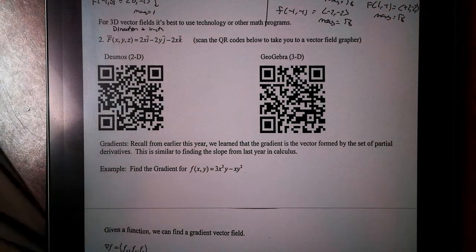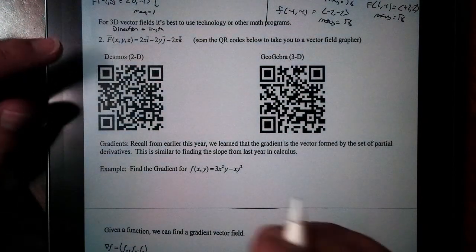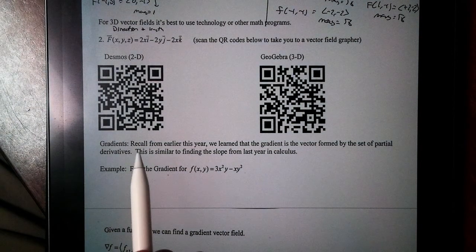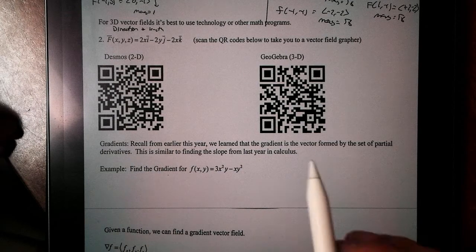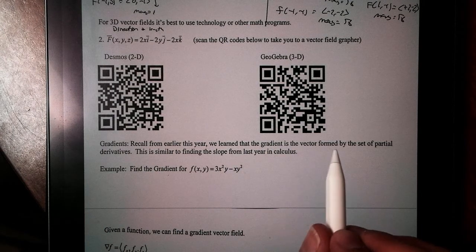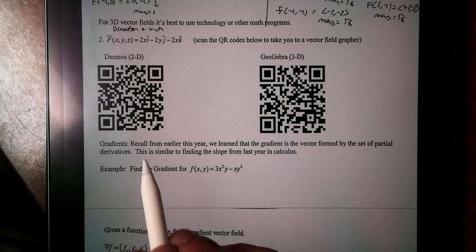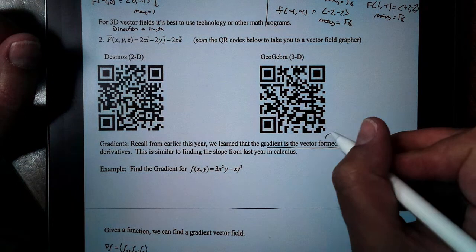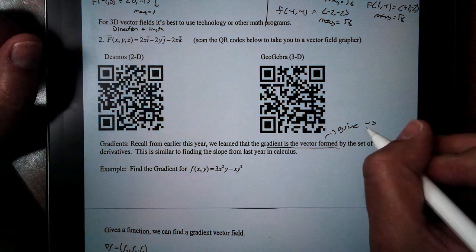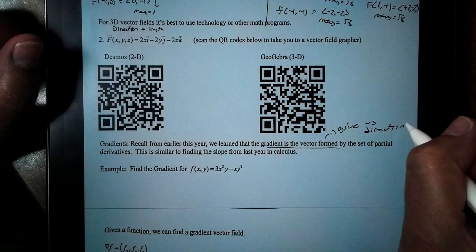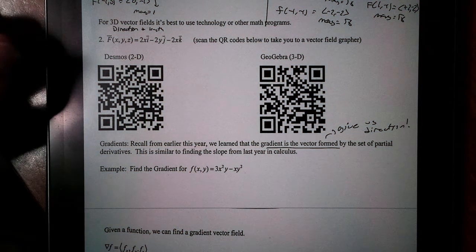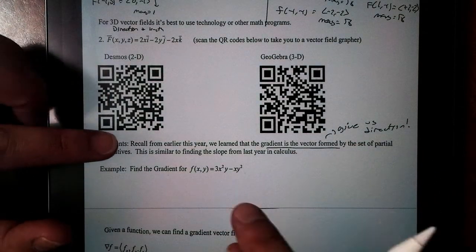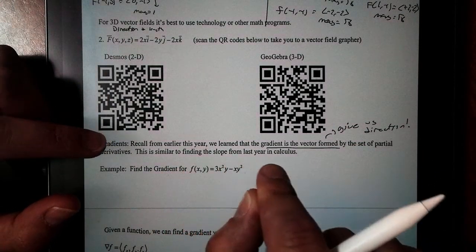All right. So let's continue on what's going on here now. Let's remember what we talked about earlier this year. We learned about gradients. And you might remember that the gradient is a vector formed by the set of partial derivatives. So, in other words, what do gradients do? We talked about this. They give us direction. Now, they give us a very special direction, which we'll review later on. So remember that a gradient gives us direction. And this is similar to finding the slope from calculus last year.